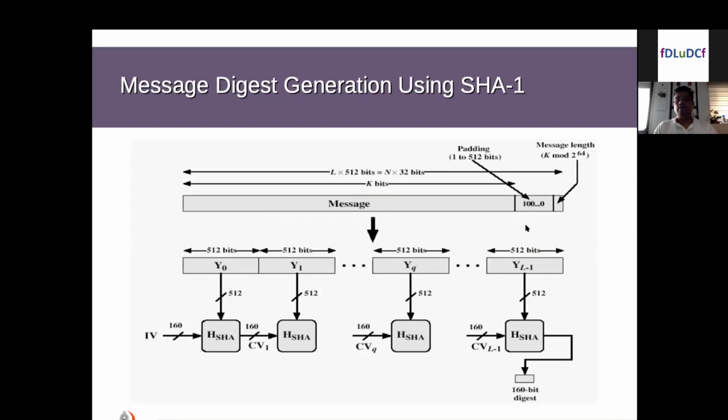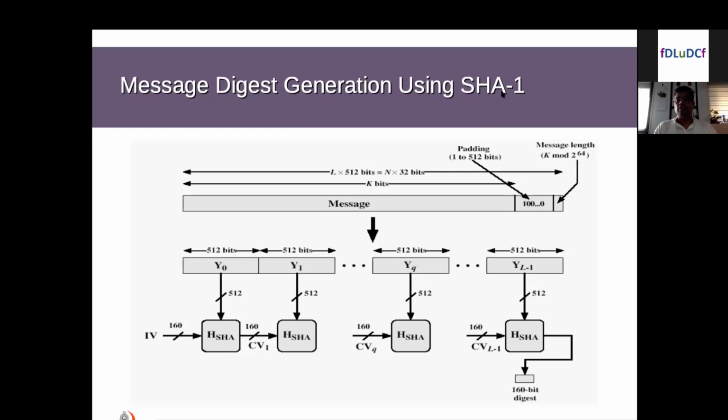If you have a message, again with SHA1, you also divide it into 512-bit blocks. Each block we feed to the hash algorithm. Obviously there is an initial vector we feed, and then the output of the previous round is taken as an input to the next round. We continue like that until all the data blocks are over. The output of the last operation is considered as the digest, or the hash value.